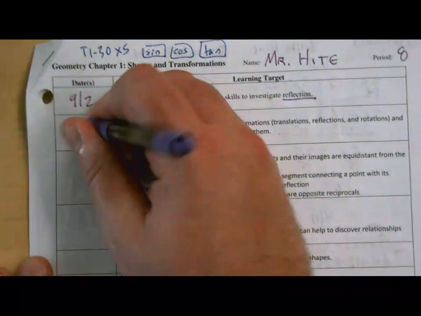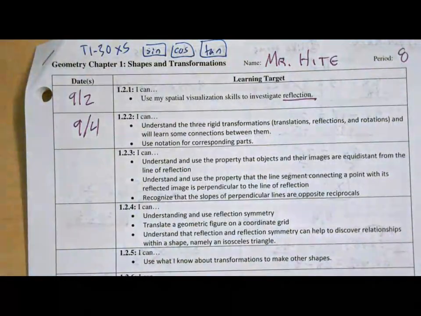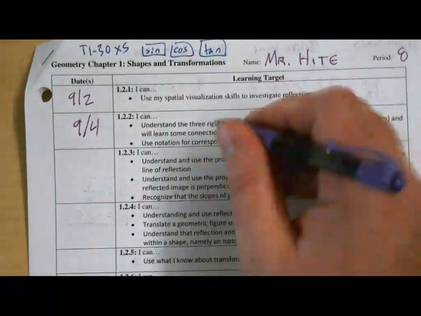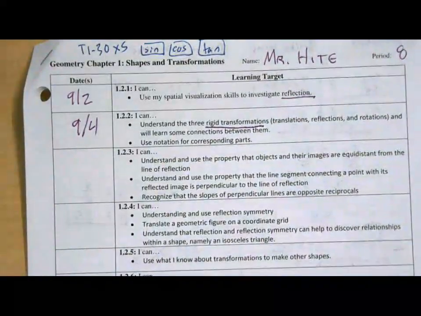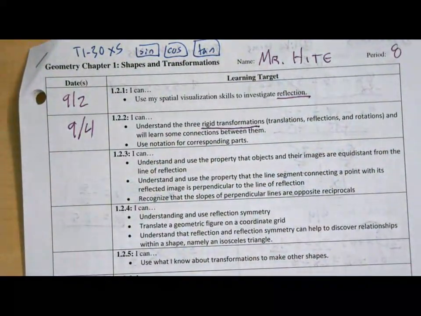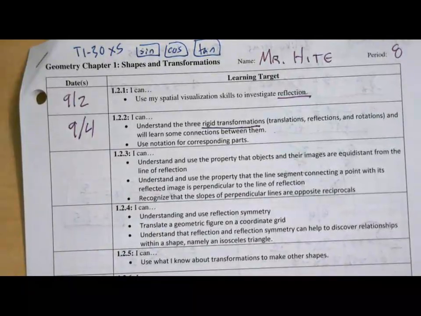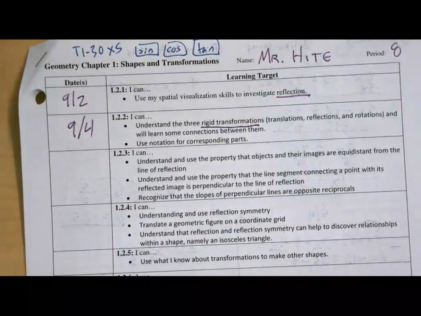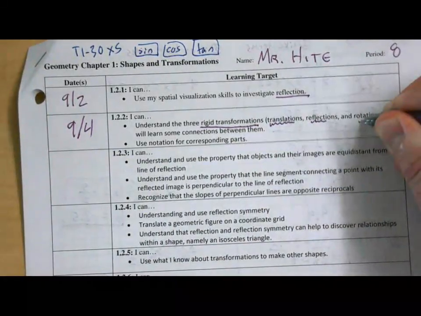Our learning target for today, which is 9.4, is here. Before you leave here today, I want you to know what a rigid transformation is. I want you to be able to define there are two special things about a rigid transformation. I want you to be able to tell me what that is by the end of our class today. I would also like you to be able to name the three types of rigid transformations, which are written right here: translations, reflections, and rotation.